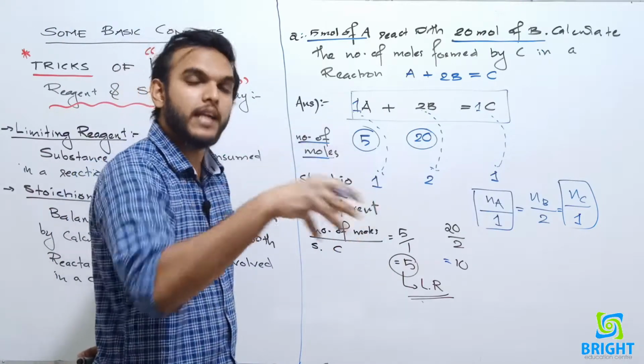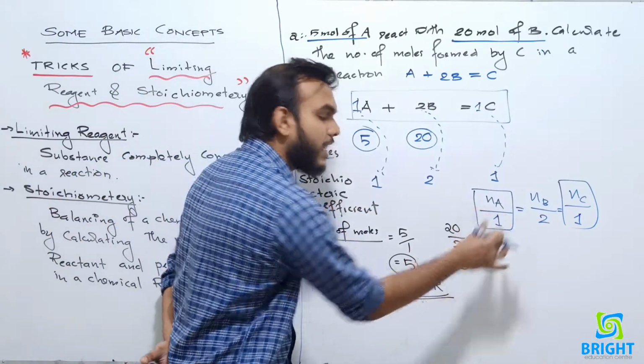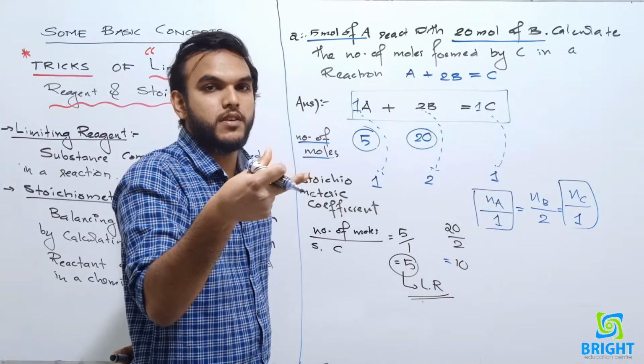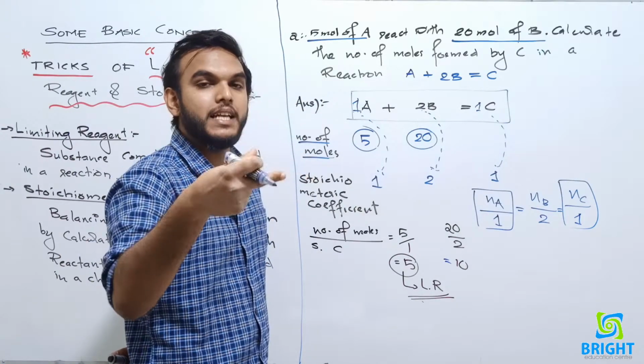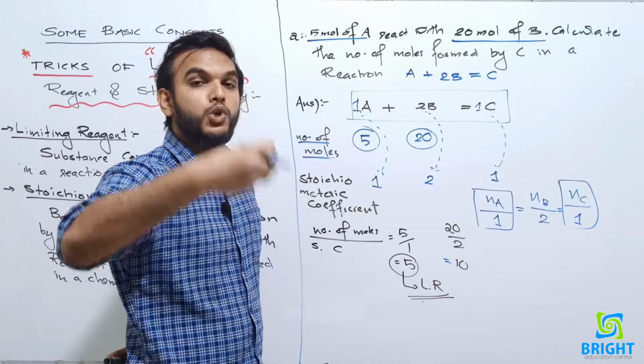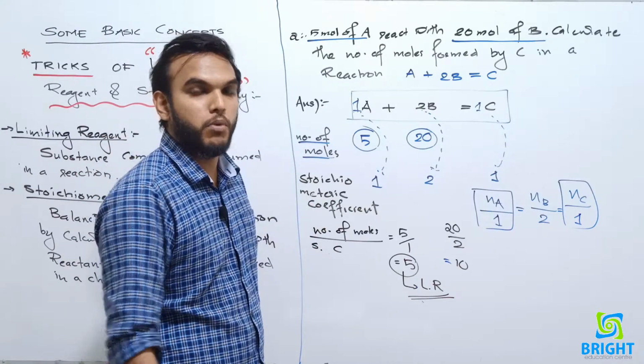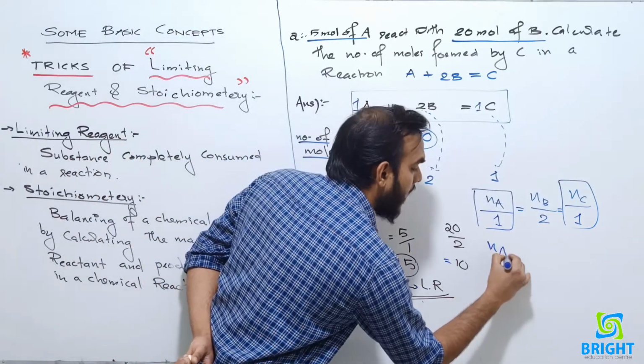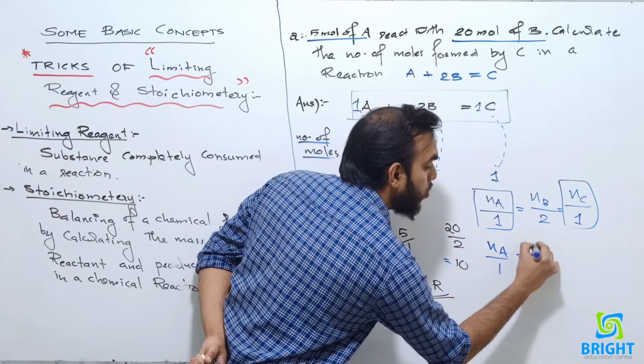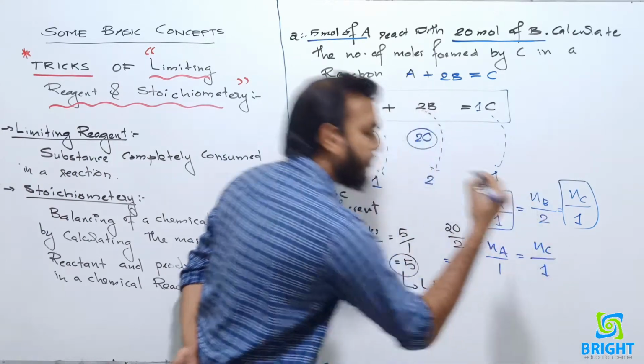For doing that type of problem, you have to select the limiting reagent moles. That's the basic thing, because the limiting reagent is consumed first. So you have to select the moles of that limiting reagent. Therefore the relation will be Na divided by 1 equals Nc divided by 1.